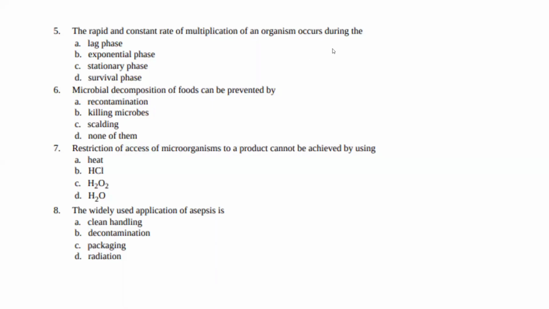The next question is, the rapid and constant rate of multiplication of an organism occurs during the lag phase, exponential phase, stationary phase, or the survival phase. So the correct answer would be exponential phase, option B. Microbial decomposition of foods can be prevented by decontamination, killing microbes, scalding, or none of them. So the correct option would be killing microbes, option B.